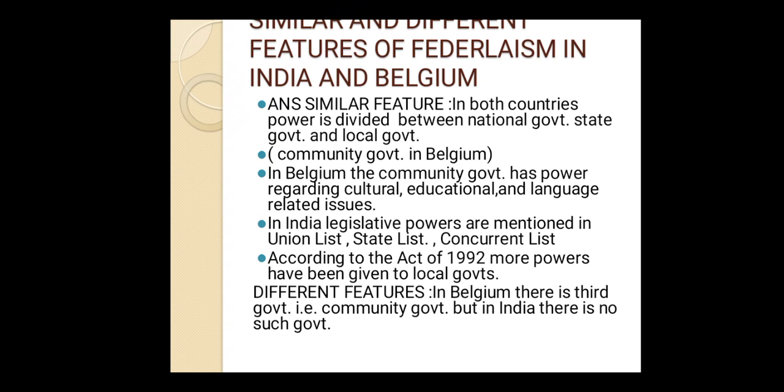In India, legislative powers are mentioned in the Union List, State List, and Concurrent List. According to the Act of 1992, more powers have been given to local governments. And the difference between Belgium and India is that in Belgium there is a community government, but in India there is no such government.